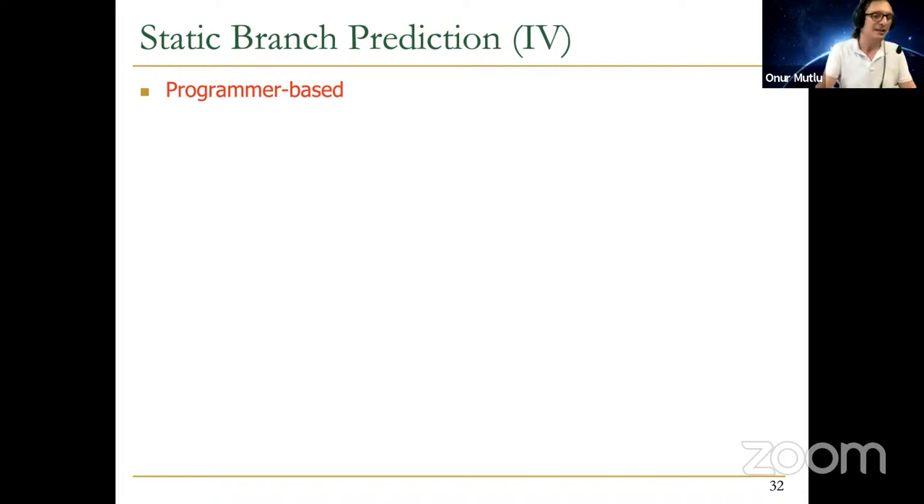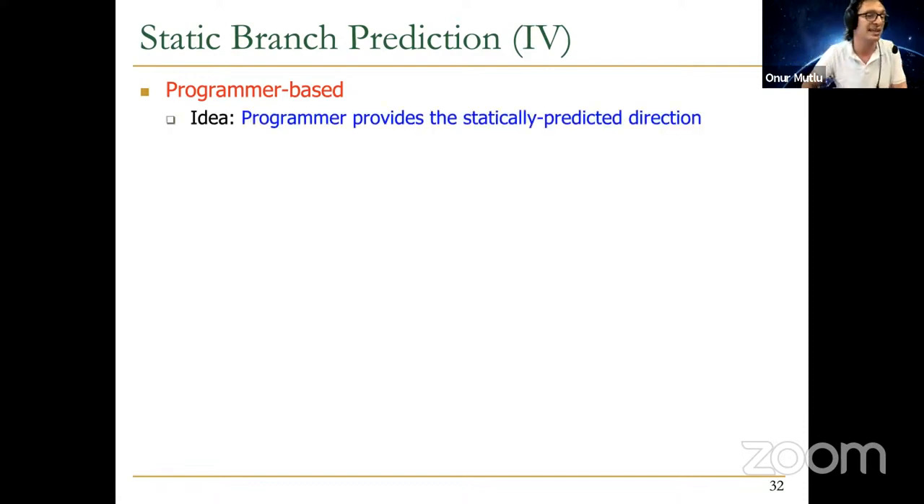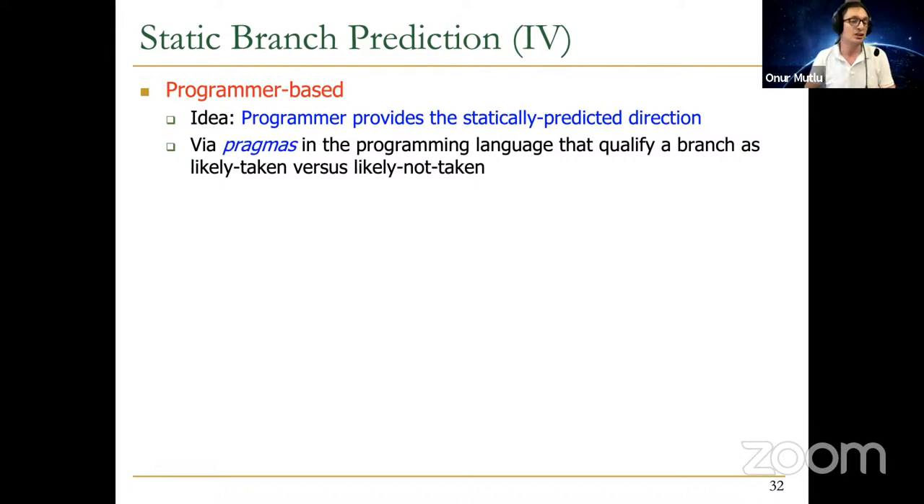But the last one: you can basically do everything that we discussed at the programmer level, right? The compiler may do it, either profile-based or heuristic-based, but as a programmer, you can do it also. You know your code, you can profile your code, or you can look at the semantic structure of your code and say, oh, this branch is going to be likely not taken or likely taken. So the idea is the programmer provides a statically predicted direction, sets that hint bit in the ISA. And you can do it in the programming language by using pragmas that qualify a branch as likely taken versus likely not taken. This is called a pragma. I'm going to introduce it in a little bit.